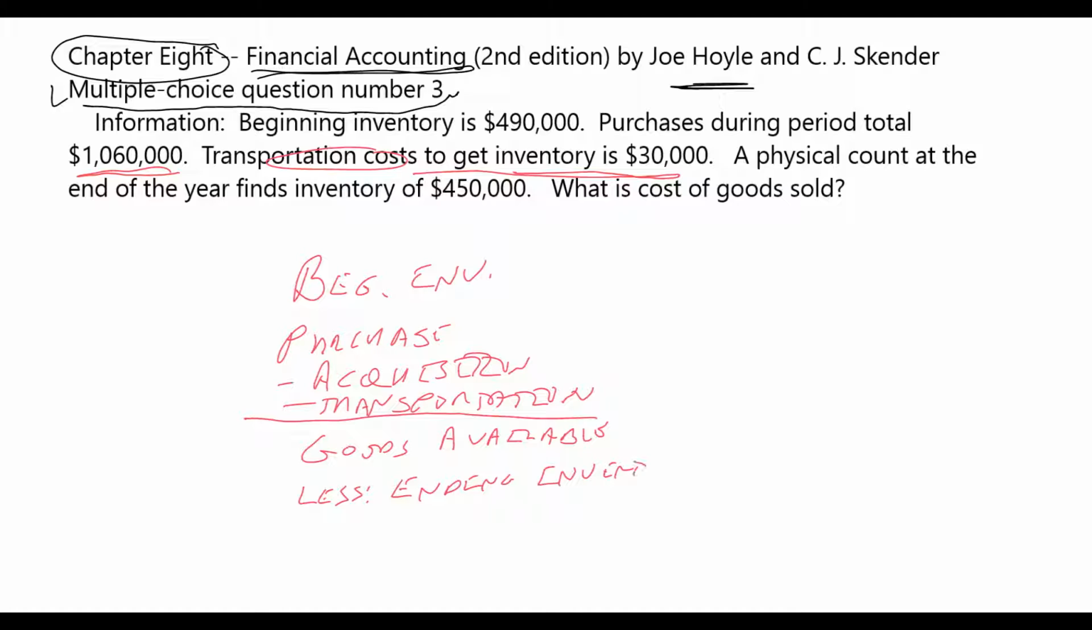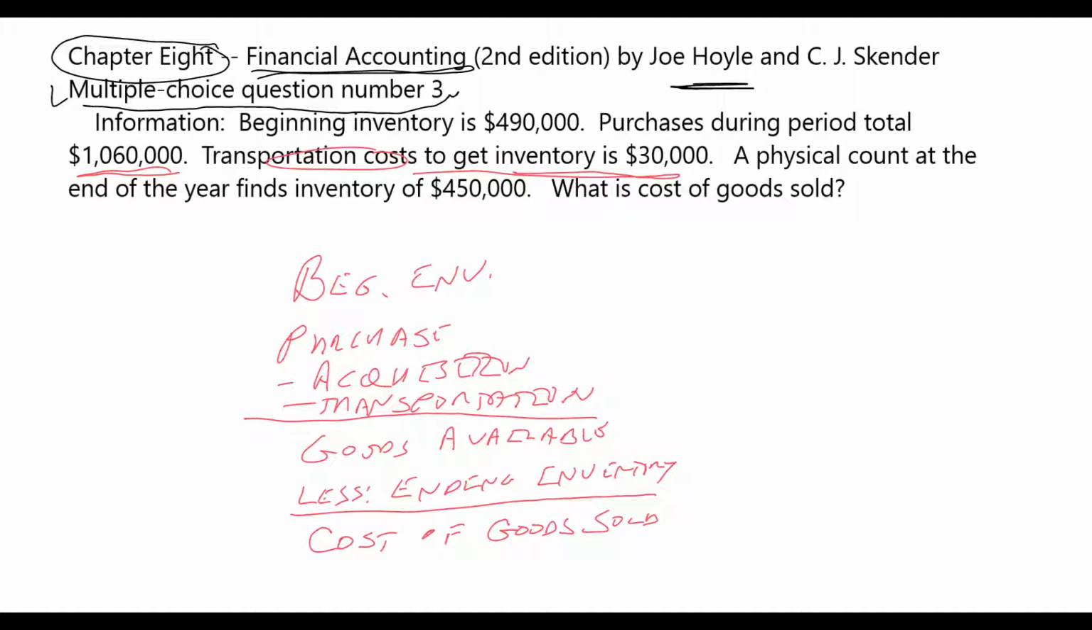And of course, what you're going to have then is the difference between what's available and the ending inventory is the goods that you are missing. But in accounting, when we're using a periodic system, anything that's missing, we simply assume is part of the cost of goods sold. So we now know the formula. So let's put the numbers in.